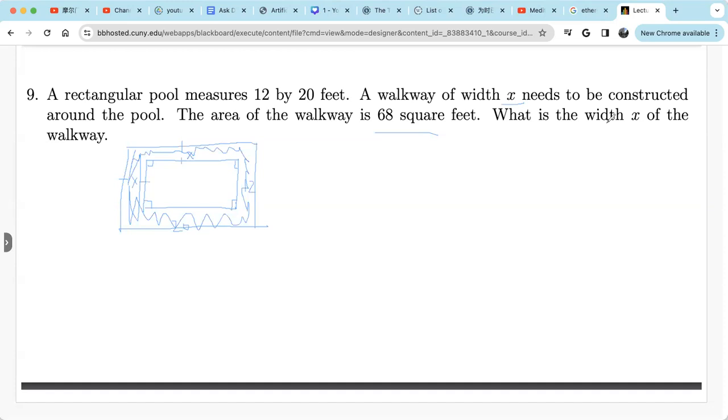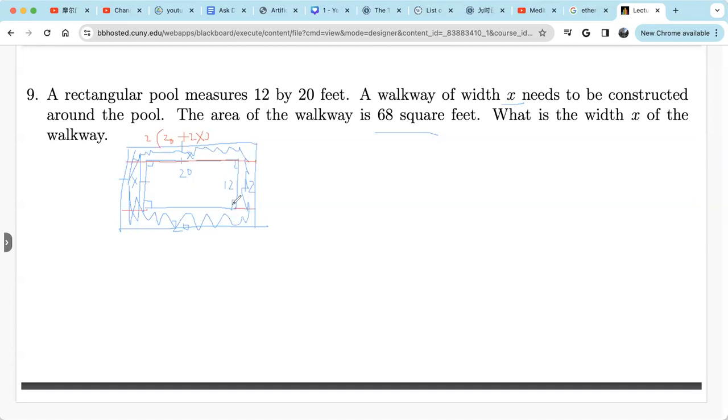Well, let's calculate. So we know this inside is 20. And we know this is 12. Let me change my color to show it more clearly. So this one, let's get the length. The length will be 20 plus 2x, because this side will have x, this side will have x. So 20 plus 2x. And we have two of them, because of the top and the bottom. This is also 20 plus 2x. So we just multiply by 2.